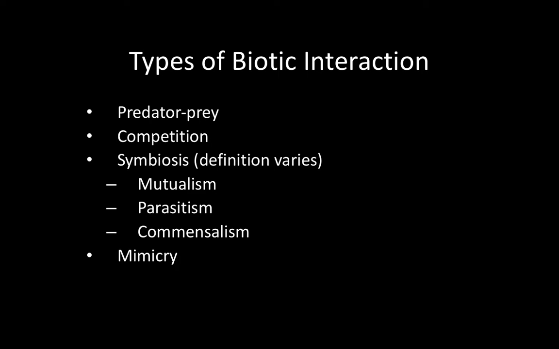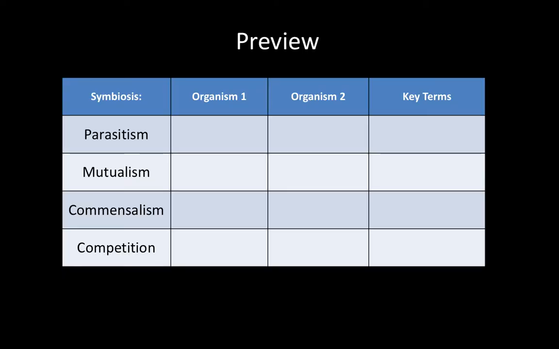Now, the types of biotic interactions we're going to look at are predator-prey, competition, symbiosis. That exact definition is not really that clear, so we're going to talk about a couple different ones as well as mimicry. Now, just a preview, you can do these in your notes. We're not going to do them right now, but what you're going to look at is whether or not you think the things in each of these categories are benefited or harmed.